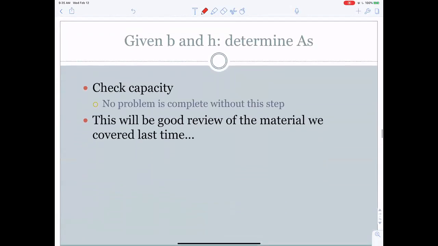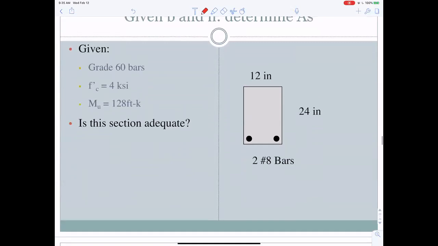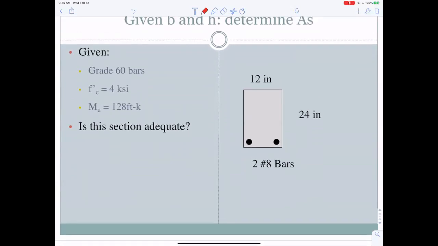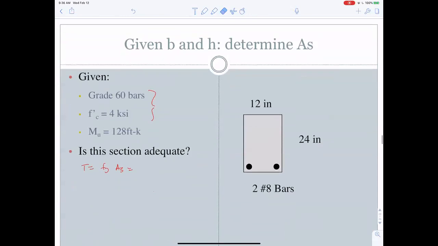So check the capacity. You should do this. It'll be a good review. So let's check if this is okay. Oh, here it is. Yeah, it was grade 60 bars. f'c is 4. So is it adequate? So T equals Fy As. 2 number 8 bars. Oh no, what was it? 1.58. So 60 times 1.58. Okay, so that comes out to 94.8 kips.